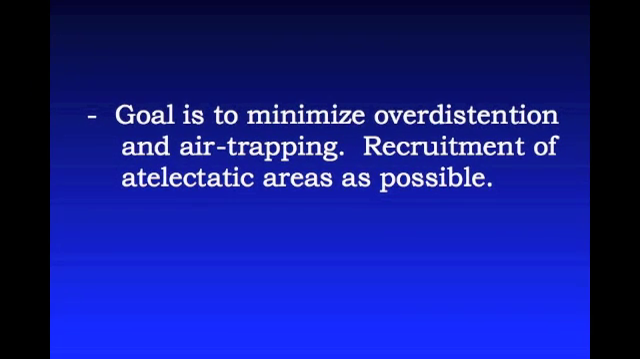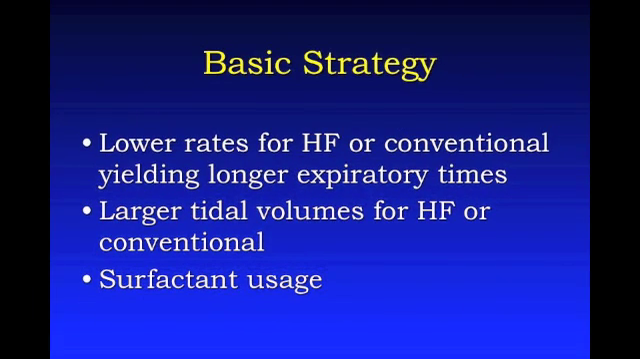So your goals for the meconium aspiration patient is to avoid overdistension and air trapping. You need to recruit atelectatic areas that are present. And so the basic strategy for it is lower rates than you would use for high frequency or conventional. One of the mistakes of people who use a high frequency device like an oscillator on these patients is using a frequency that's 10 to 15 hertz.